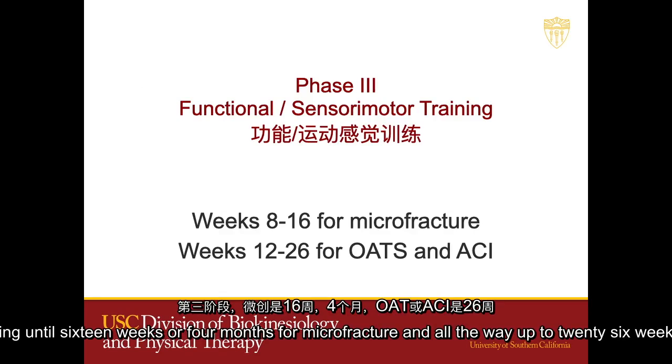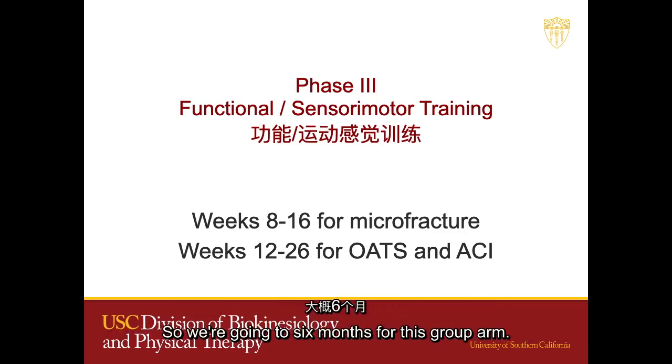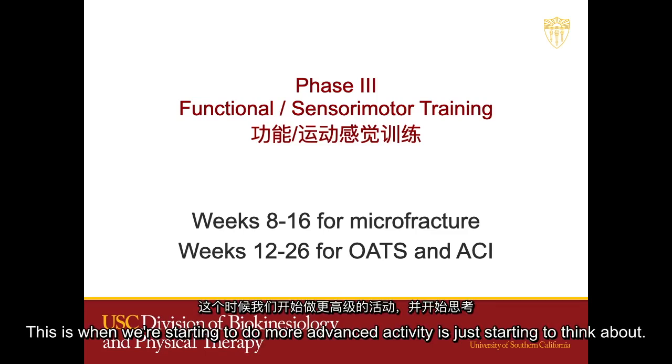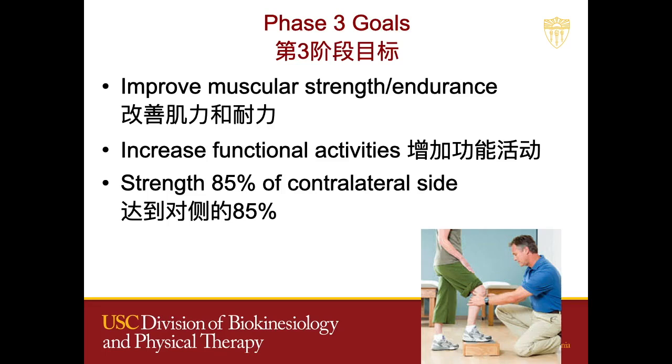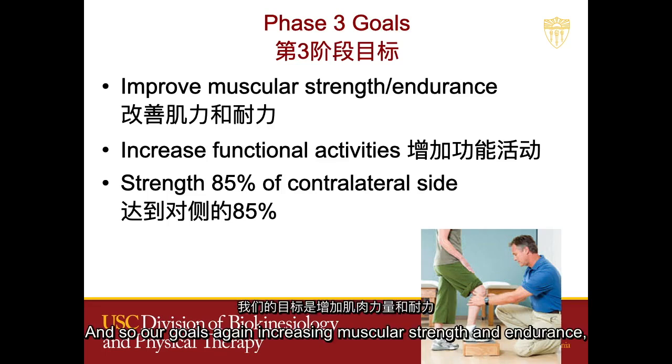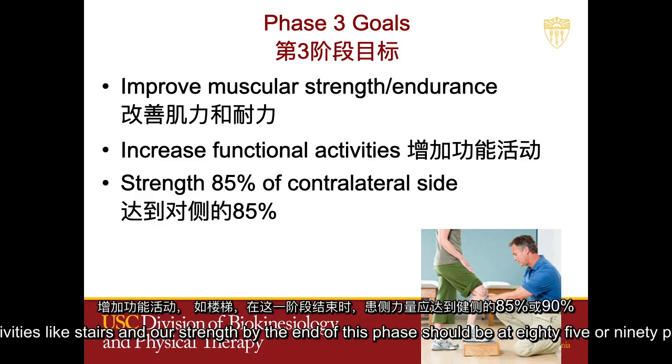Our third phase is going until 16 weeks or 4 months for microfracture, and all the way up to 26 weeks for our OATS and ACI. So we're going to 6 months for this group. And so again, this is when we're starting to do more advanced activities, just starting to think about, okay, what kind of sports are we getting back to, but we're not actually performing those sports yet. And so our goals, again, increasing muscular strength and endurance, increasing functional activities like stairs, and our strength by the end of this phase should be at 85 or 90% of the other side.